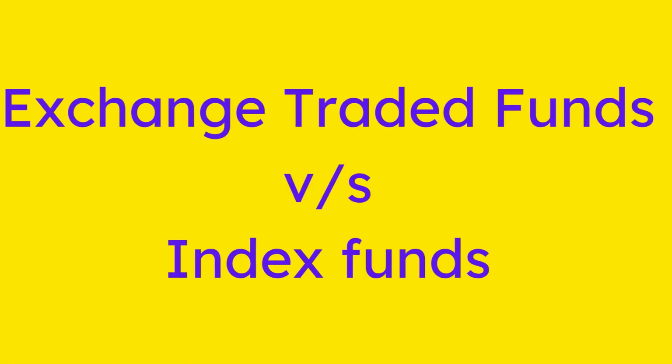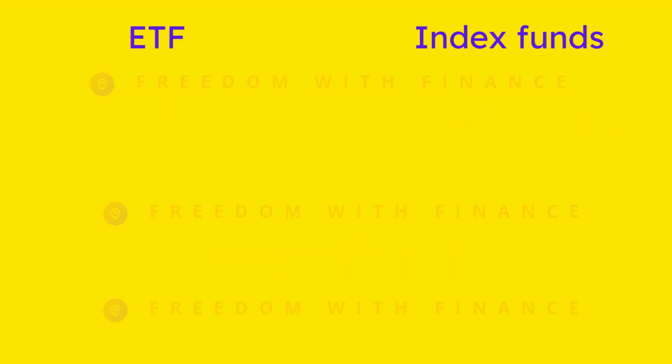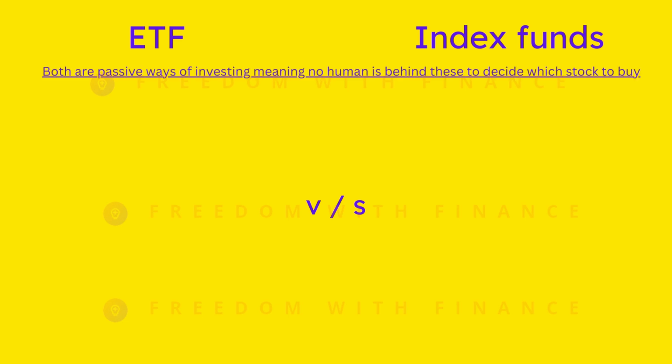So what's the difference between an ETF and index funds? To explain this, I've shortlisted 4-5 bullet points. But there are more similarities than differences between these two instruments. Both are passive ways of investing, meaning no human is behind them deciding which stock should be bought. Consider an ETF like an individual stock itself. You can easily buy and sell it on the exchange itself.